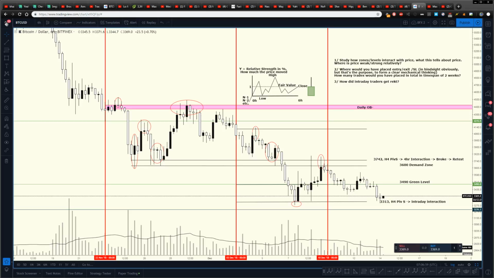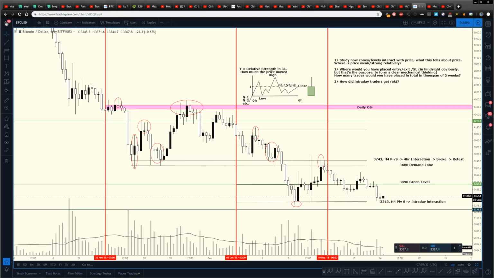So the questions were: study how zones or levels interact with price, what this tells about the price, and where is price weak and strong relatively. The other thing was where would you have placed your entry, your exit, your stop loss in hindsight, obviously, but that's the purpose, to form a clear mechanical thinking. And how many trades would you have placed in total in a time span of 2 weeks, and how did intraday traders get wrecked?